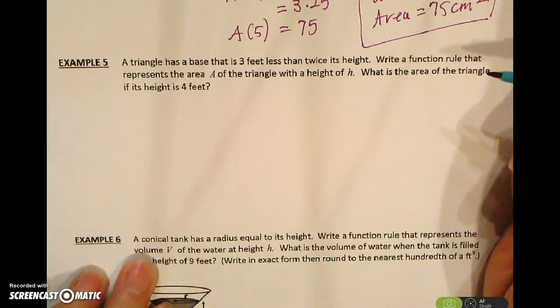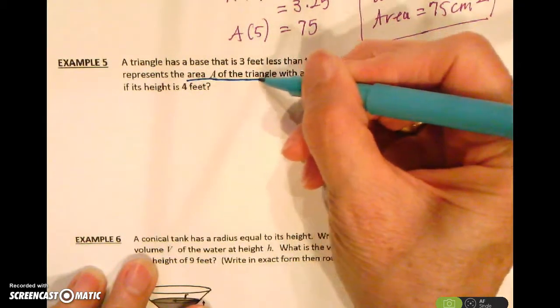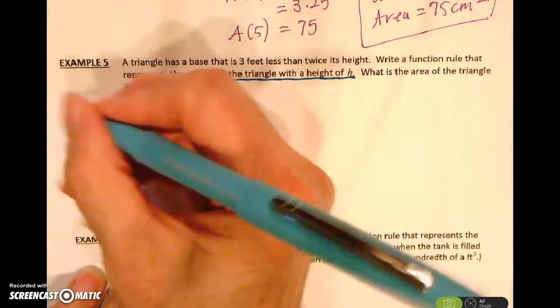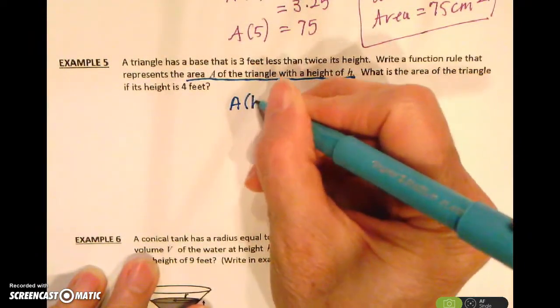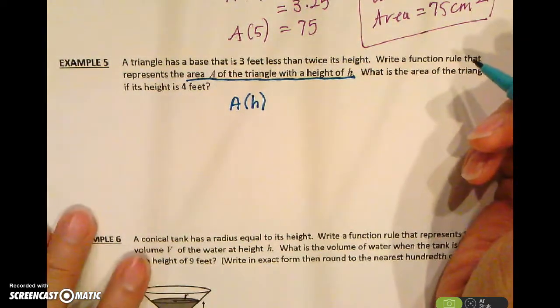For example 5, a triangle has a base that is 3 feet less than twice its height. Write a function rule that represents the area A of the triangle with the height of h. So in other words, we're going to be looking for A of h. So we'll think through what information the problem has given us.